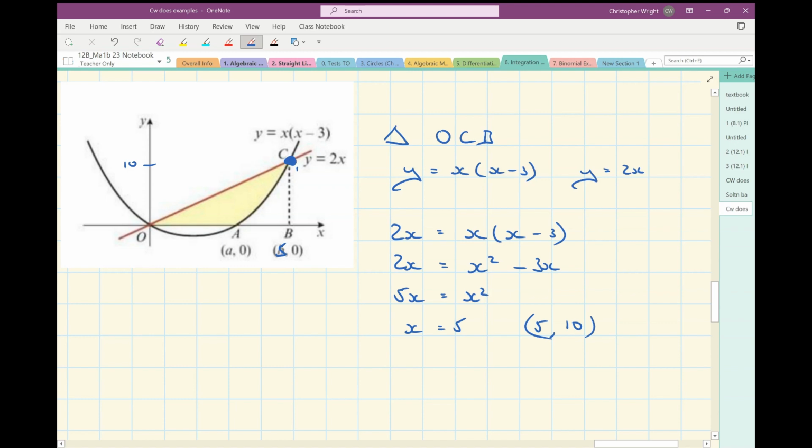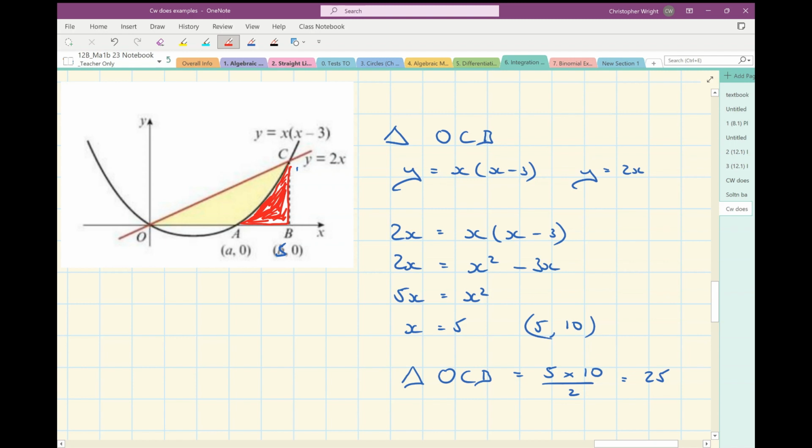Right, so now I think I'm in a position to find the area of the triangle OCB. The area of triangle OCB is going to be the base, 5, times the height, 10, divided by 2. So the area of that triangle is 25. Great. Let's get rid of all this. Now, what I need to do now is find the area under the curve here. This is the area I'm going to find now, and I'm going to subtract that away from the 25, from the area of the triangle I've just found.